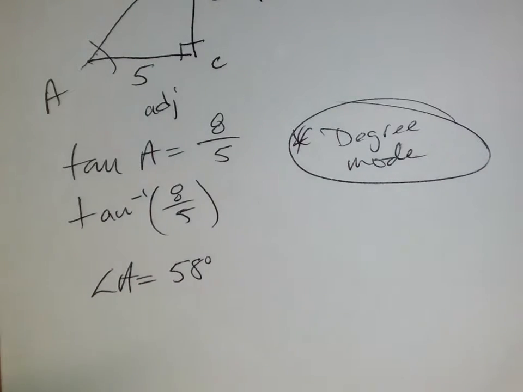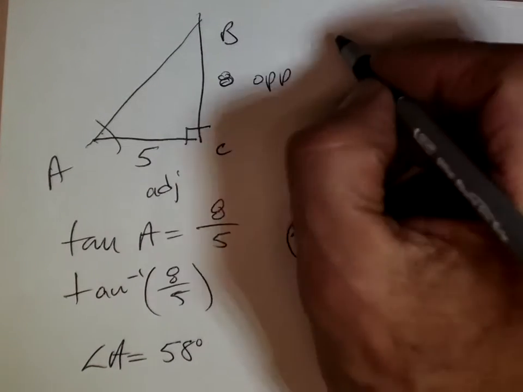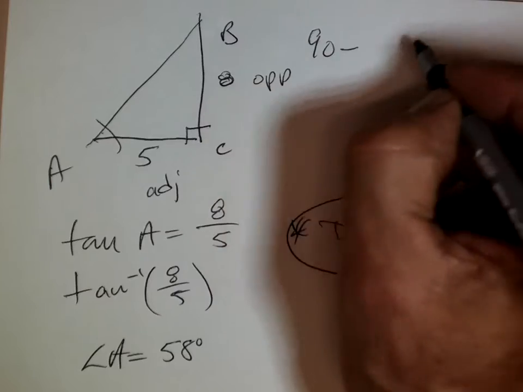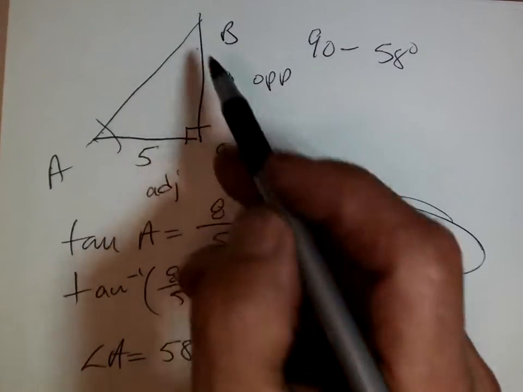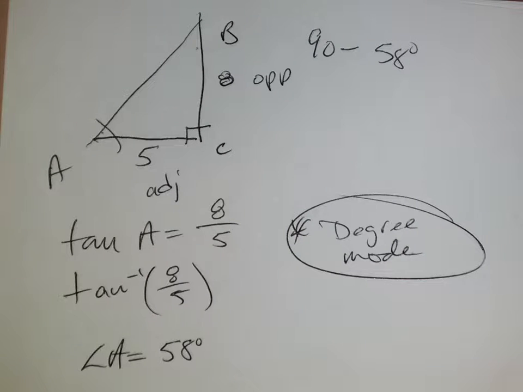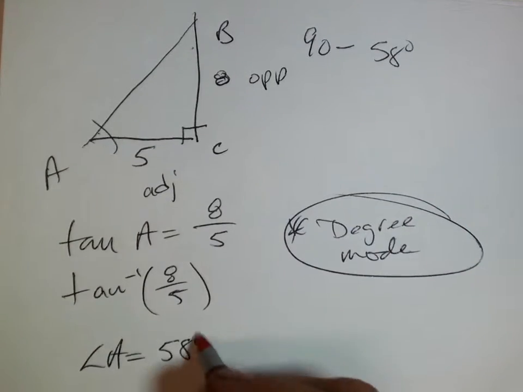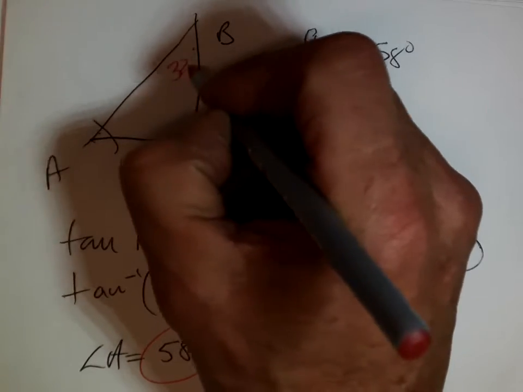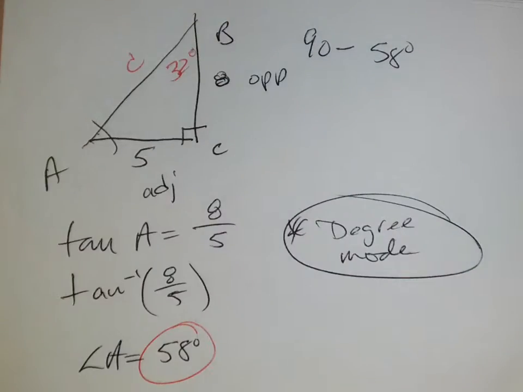Okay, angle B. Angle B is easy because angle B is just going to be 90 degrees minus my 58 degrees, because my two acute angles are always going to be complementary, meaning they add up to 90. So 90 minus 58, and I get an answer of about 32 degrees. So I've got 58, I've got 32 degrees, and then finally, if I want to find this side, little c, I'm just going to use the Pythagorean theorem.